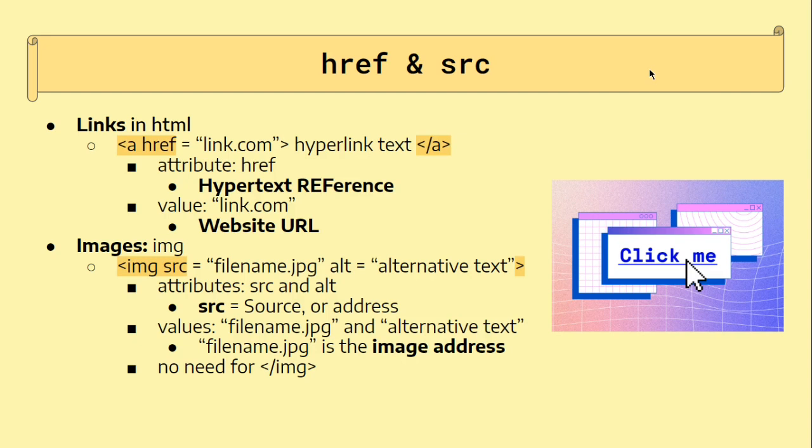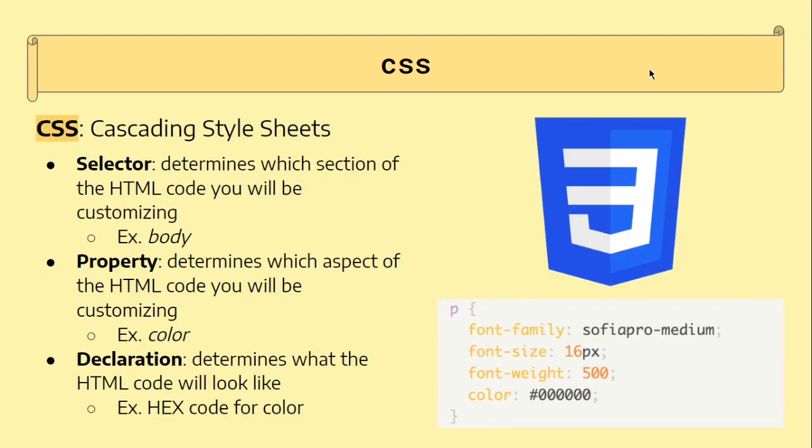Here, src stands for source, which is the source of the image. The filename.jpg is just the link address to the image. Let's start with some vocabulary. The selector determines which section of the HTML code you've written will be customized. The property determines which aspect of the HTML code you've written will be customized. Finally, the declaration determines what the HTML code will look like.